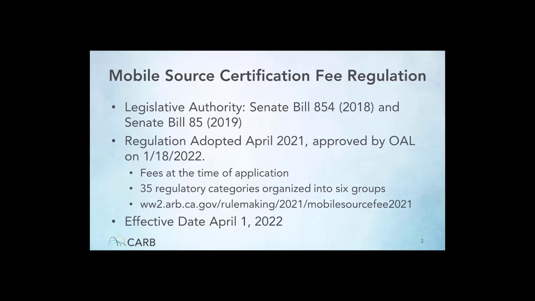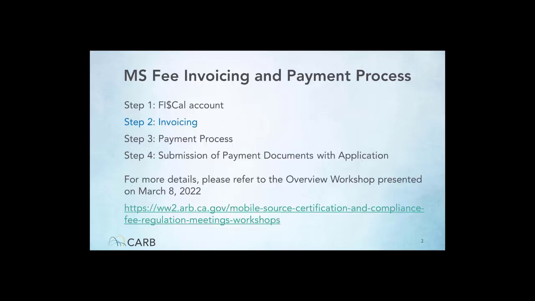So, how do you pay the fee? The fee payment process is a 4-step process. Obtaining a fiscal account, creating and finalizing your invoice, making a payment, and submittal of payment documents with your application. On March 8th, I provided a workshop that walked through the details of step 1, 3, and 4, seen on this slide.